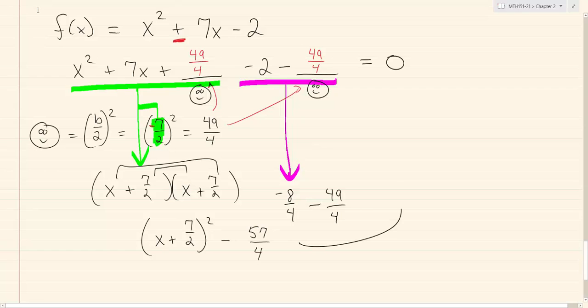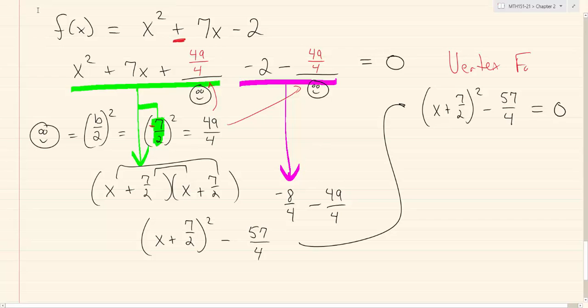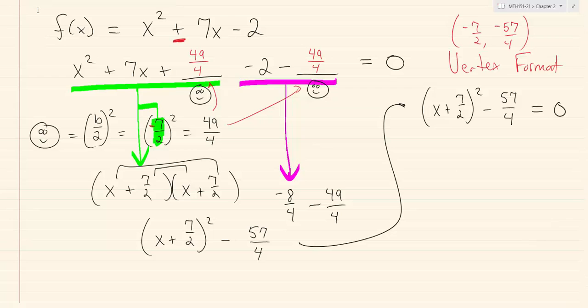Okay, so now we'll go up here. And remember, this whole thing's equal to 0. So we have x plus 7 halves squared minus 57 over 4 equals 0. And now this guy is in vertex format. By the way, what is the vertex? That is the vertex. An added bonus. Okay? We haven't gotten to the x-intercepts yet. So we're just halfway done.